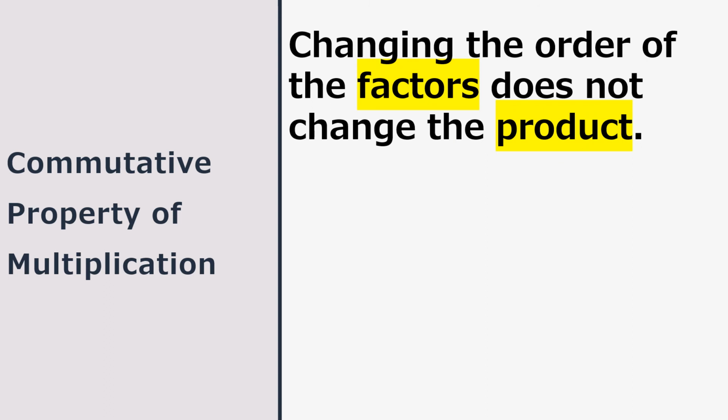That's because of the commutative property of multiplication. Now remember, the commutative property of addition told us that changing the order of addends did not change the sum. In the same way, the commutative property of multiplication tells us that changing the order of the factors does not change the product.